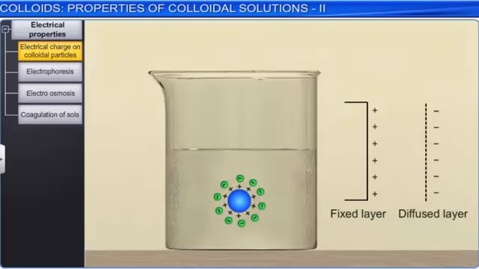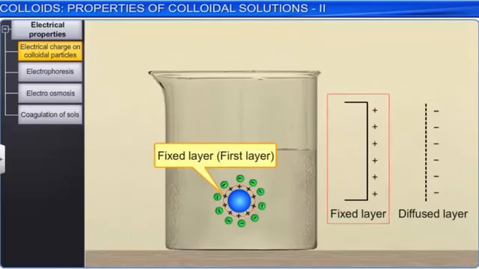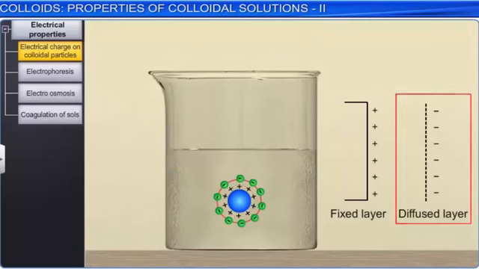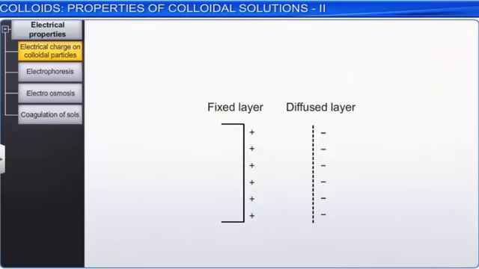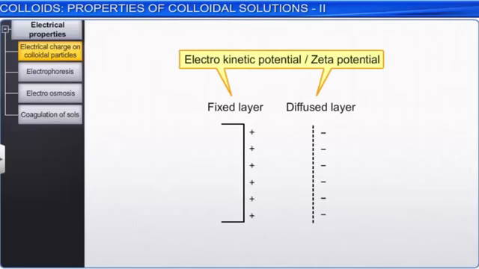The first layer is firmly held and is called the fixed layer, while the second or the outer layer is mobile and is termed as the diffused layer. The presence of opposite charges on the fixed and diffused layers of the double layer results in a difference in potential. This potential is called electrokinetic potential or zeta potential.